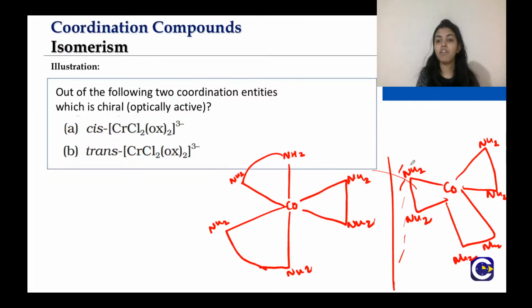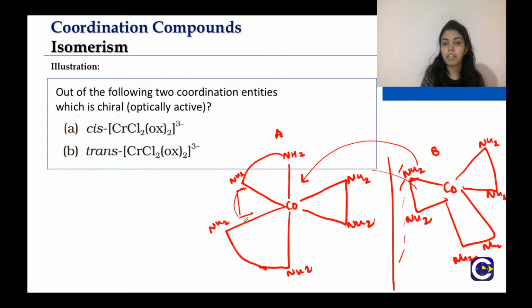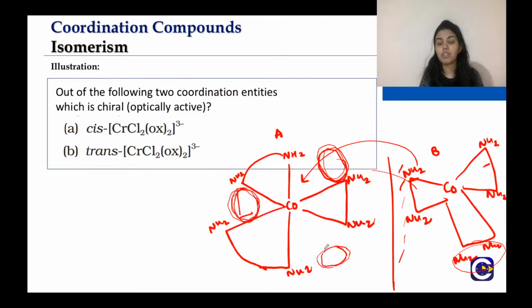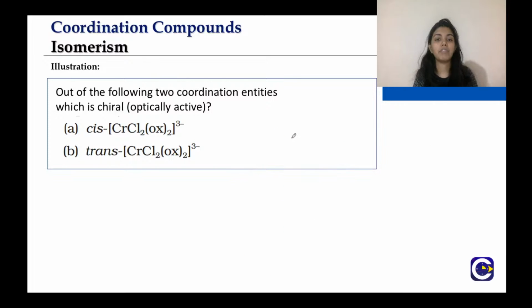Similarly, here also, if you try to superimpose this, let us say this is B and this is A. So if you try to superimpose B on A, this NH2 NH2 part will come somewhere here, right? And this NH2 NH2 part will come somewhat here. And this NH2 NH2 part will come somewhat here. So basically the two are not superimposing on each other. Therefore they are optical isomers to each other. Now give the answer for this question. Out of the following two coordination entities, which one is optically active?